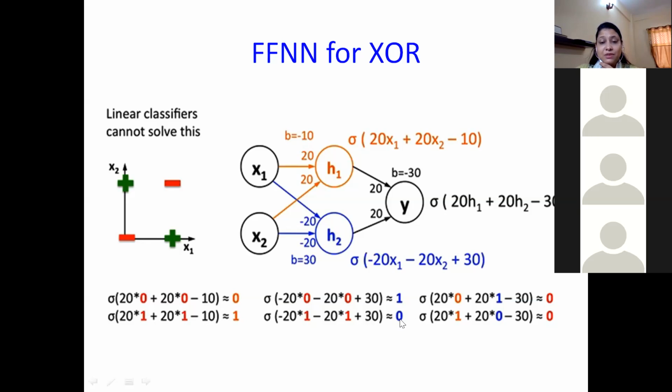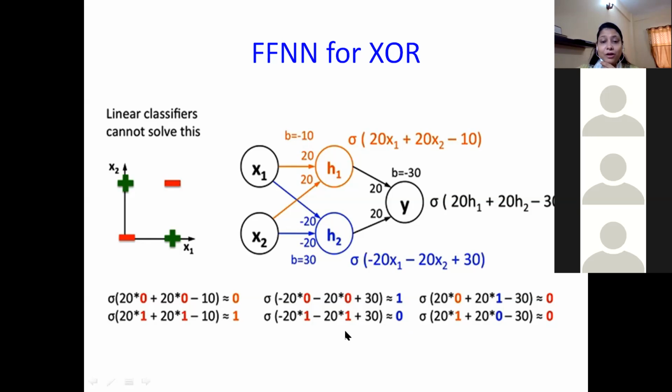Here it comes 0 for H2 by taking the 1-1 input combination. That means X1 is 1 and X2 is 1. So this is minus 40 plus 30, which gives you minus 10. So automatically the output will be 0.